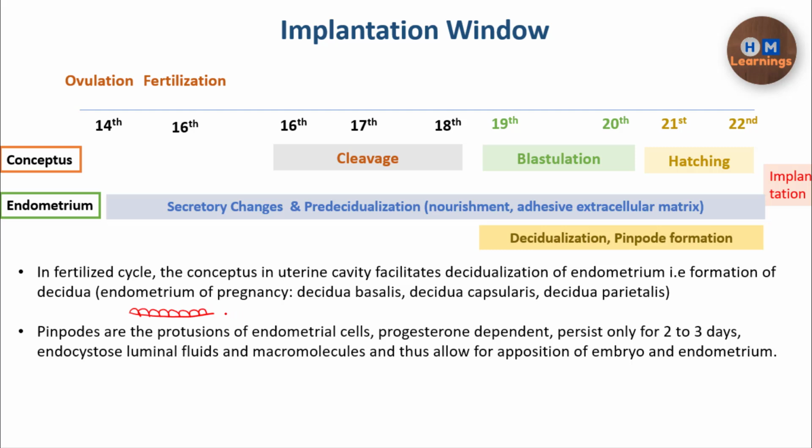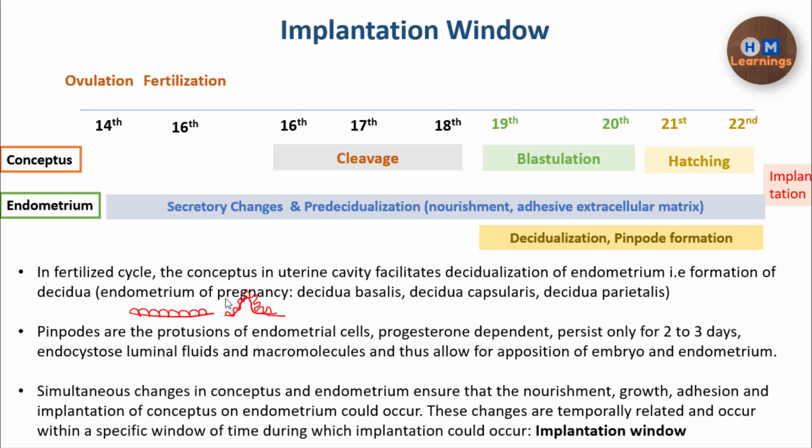So protrusion means that the stromal tissues are going to push the endometrial cells like this. So now these endometrial cells are actually more into the lumen of the uterus. These protrusions, what they do, because the uterus is being filled with so much luminal fluid because of the secretory activity of the endometrium, which is increased during the luteal phase. So the protrusion is going to endocytose those fluids as well as macromolecules, and this is going to make the conceptus and the endometrium come close to each other. That is the apposition, which is the first step of the implantation.